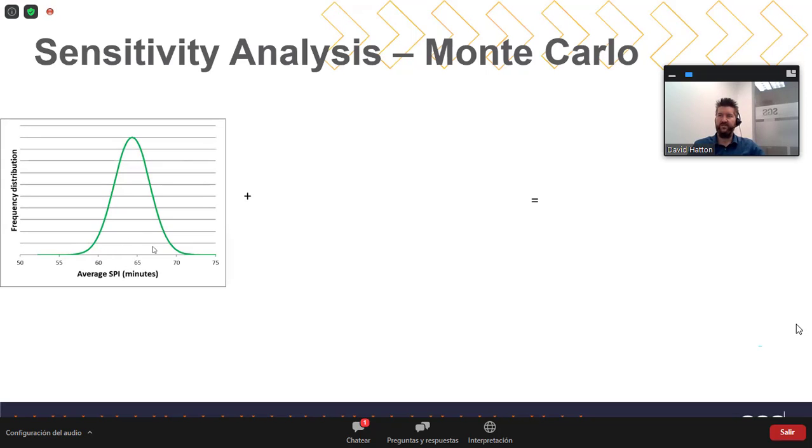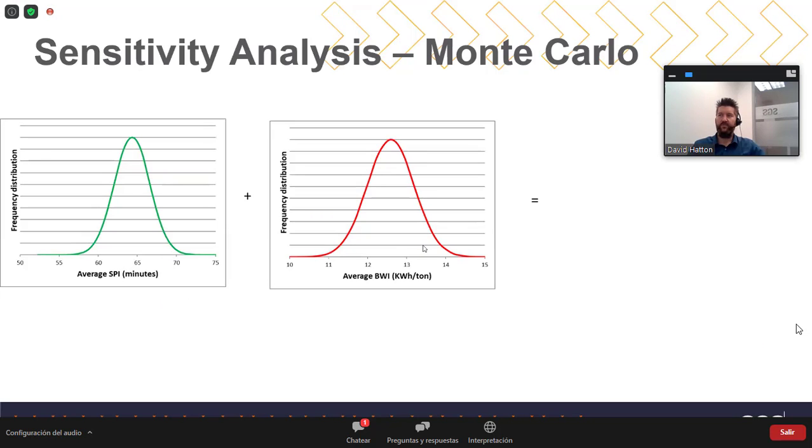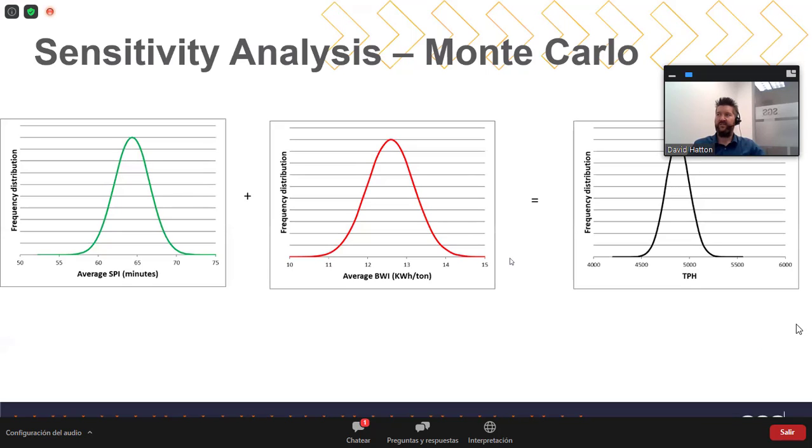And so we put a range of SPI values into the simulator together with a range of Bond work indices, and we run these different values. And there's obviously a correlation between those two. But for simplicity, we run these different blocks through the simulator, and out comes a range of tons per hour. Now, this is the range of possible results given the uncertainty in the hardness. And so we can estimate our uncertainty in results.